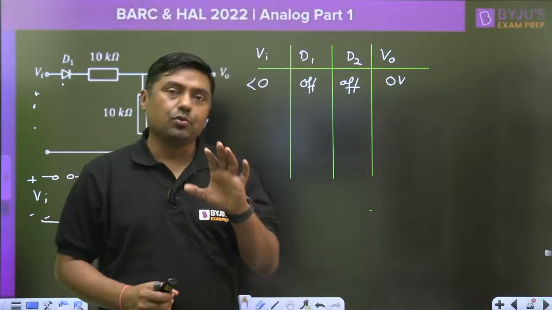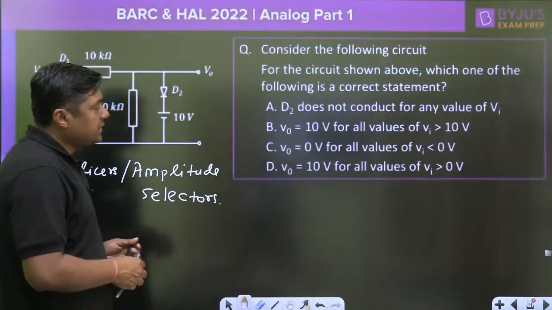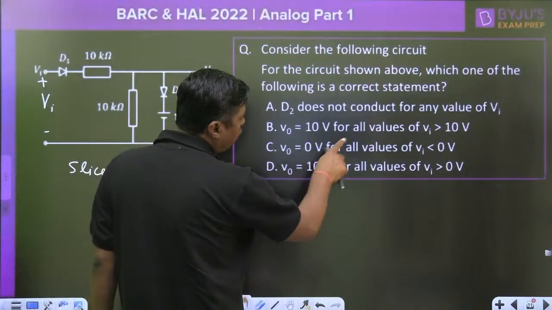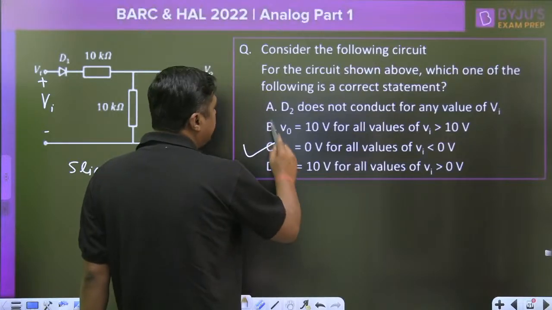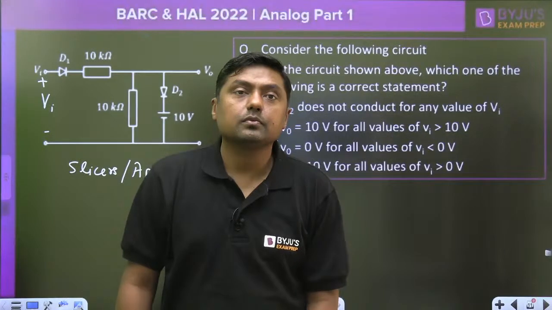Now it is a MCQ. Only one statement is correct. Which statement is correct? V0 is 0 volt for all values of VI less than 0. No need to check the other answer.